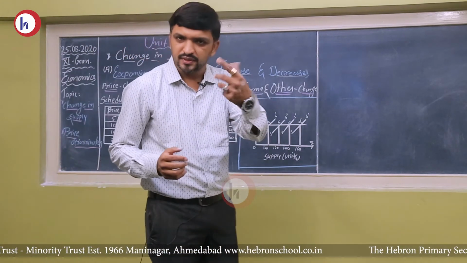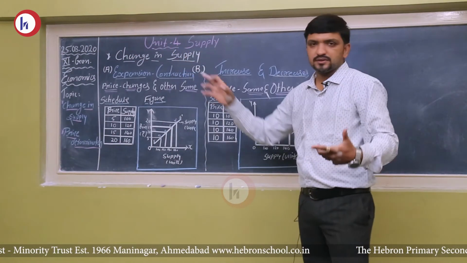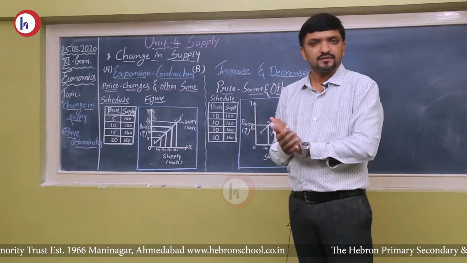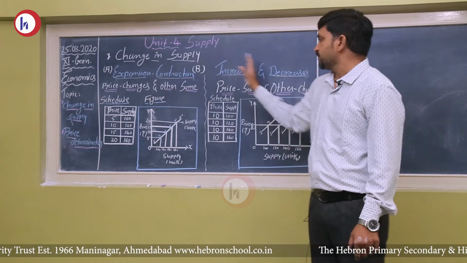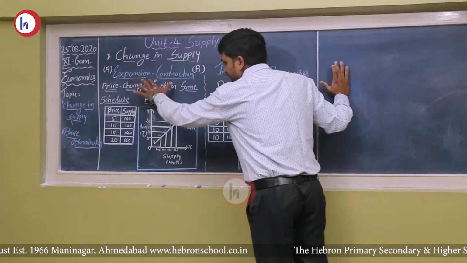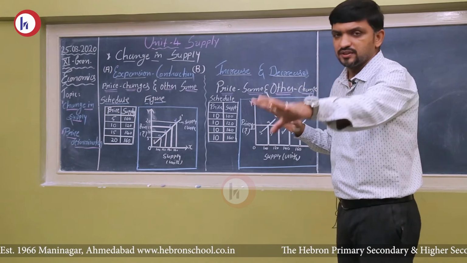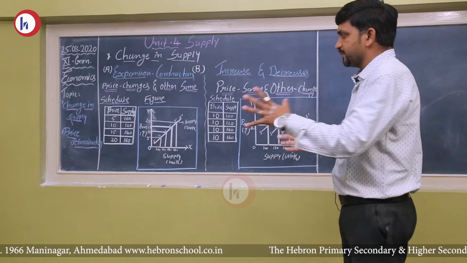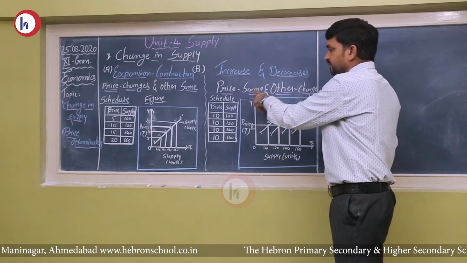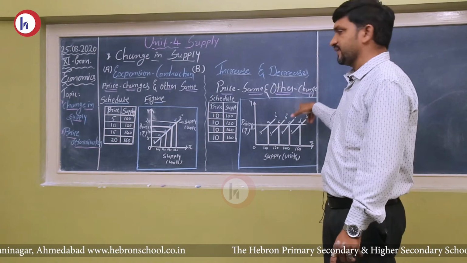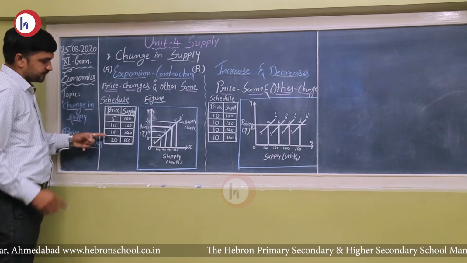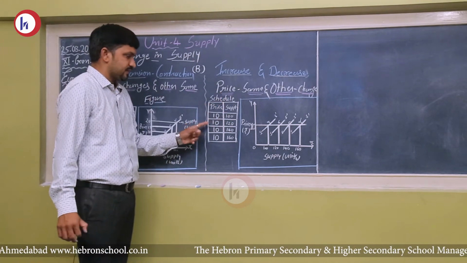Let us revise the question within a minute. Question number 1, that is from the beginning of the chapter. This is question number 7. Change in supply. It can be classified into two heads: expansion and contraction of supply, increase and decrease in supply. In case of expansion and contraction, price changes, other factors remain same. And in case of increase and decrease, price remains same and other factors change. So when we consider change in price, 5, 10, 15, 20, and here price same, so 10, 10, 10 and 10.